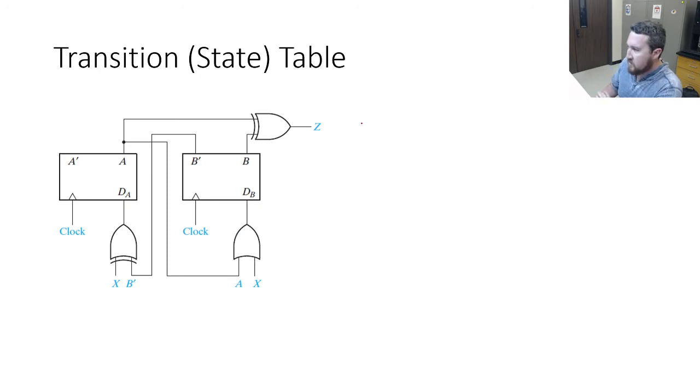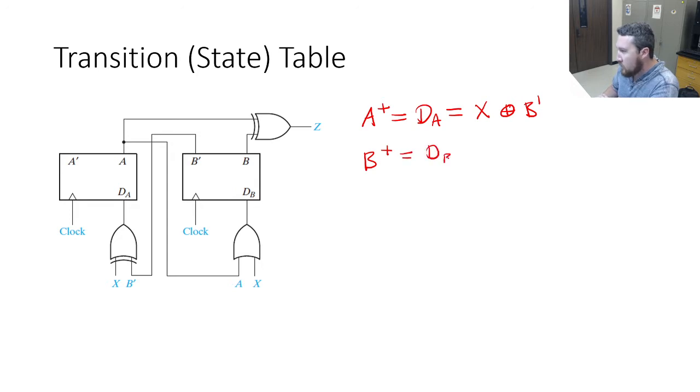So we've got A plus equal to dA, which is equal to X or B prime. Now, for the next step, well, I'll take that back, we'll get to that in a second. And then B plus is equal to dB, which is equal to X or A.